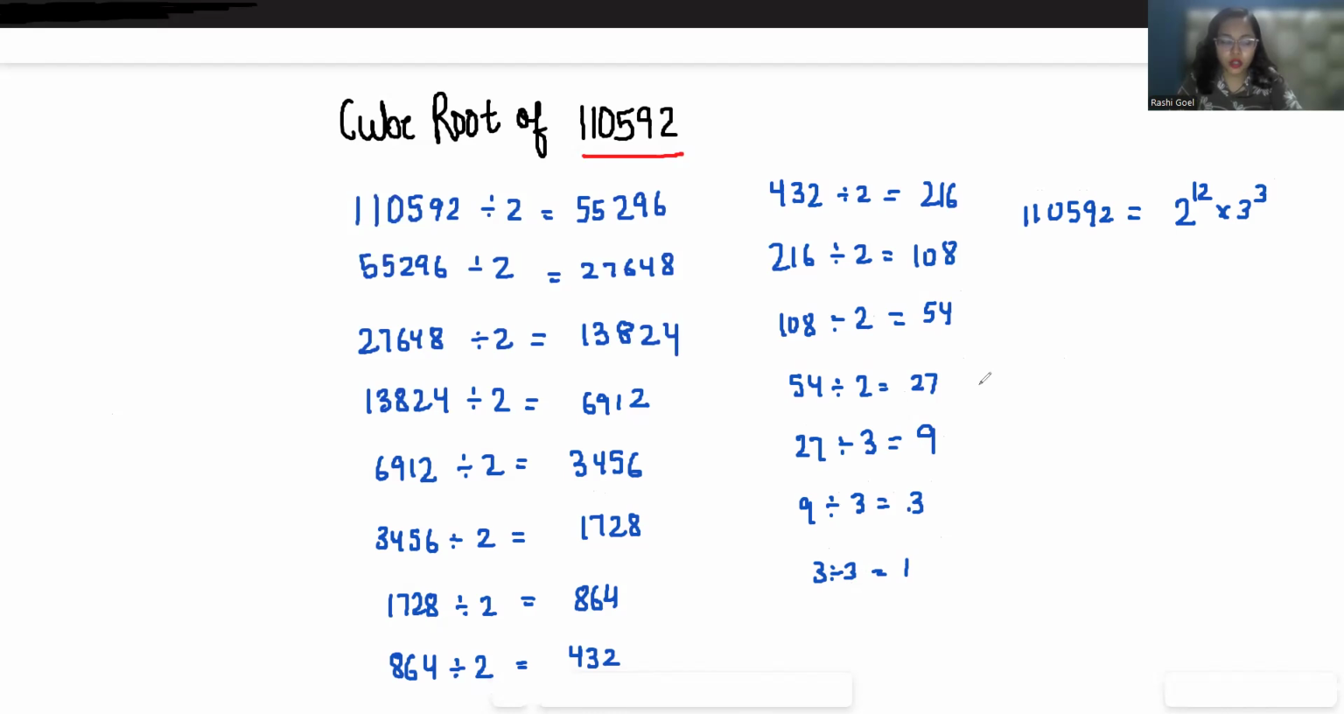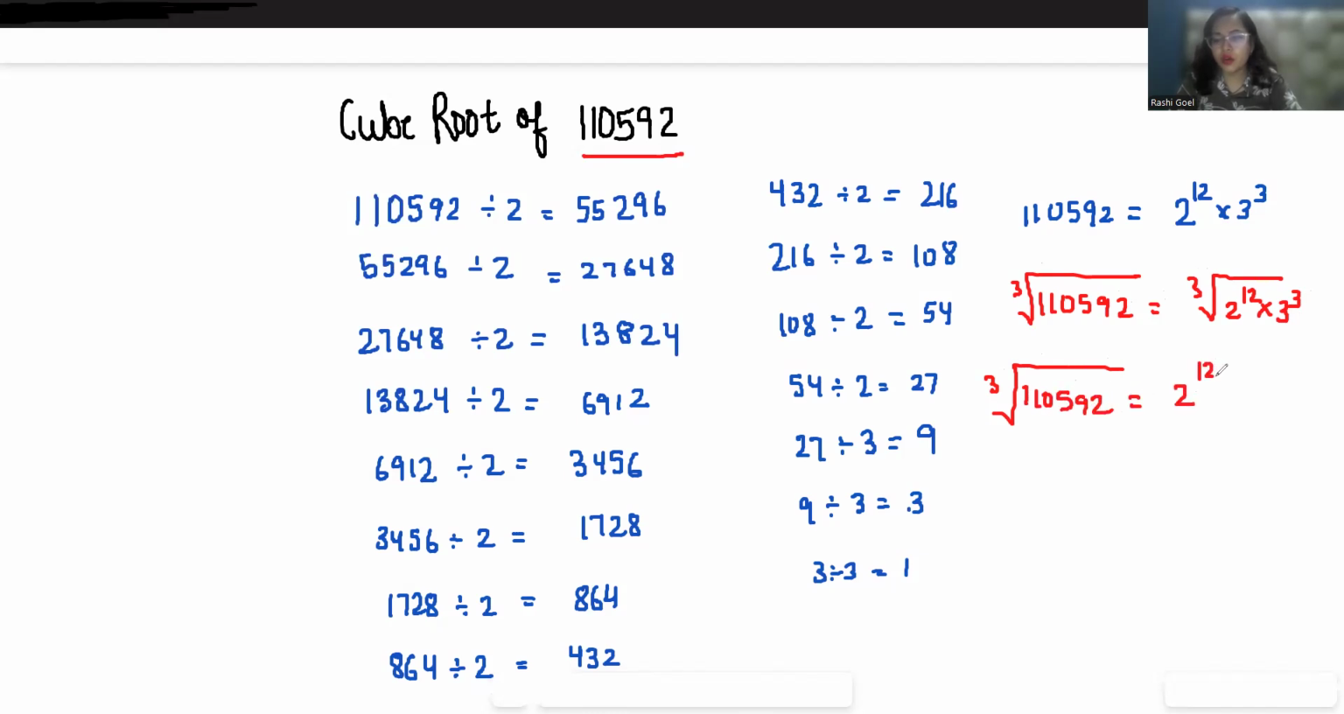Now we have to find the cube root. So I am taking the cube root on both sides. So the cube root of 110592 is the cube root of 2 power 12 times 3 power 3. So the cube root of 110592, we can write it as 2 power 12 by 3 times 3 power 3 by 3, by removing this cube root. So the cube root of 110592 is 2 power 4 times 3.